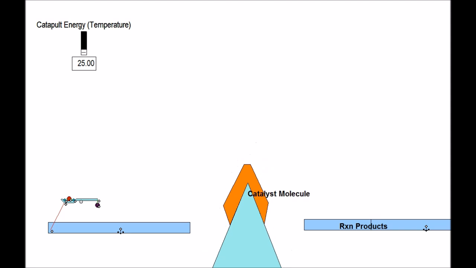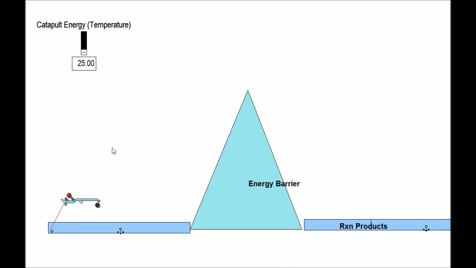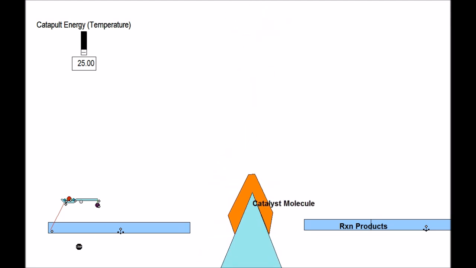Here we now have a catalyst that comes in and lowers the energy barrier. And now, even at this low temperature, a productive reaction can occur. We'll watch that again. Here's the energy barrier, nice and tall, but a catalyst will lower the energy barrier, making it possible for molecules to pass even at a low temperature. So reactions can occur at lower temperatures than they ordinarily would.